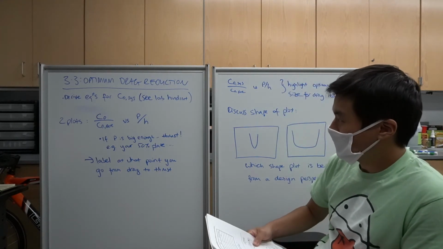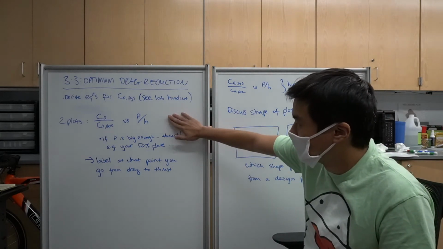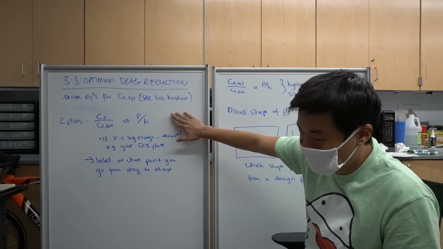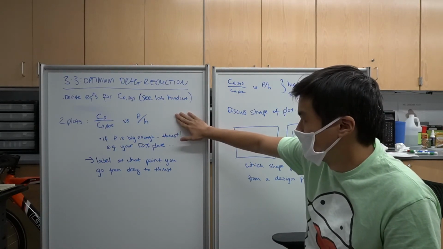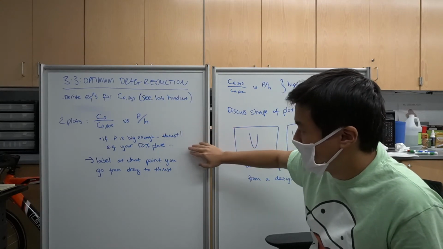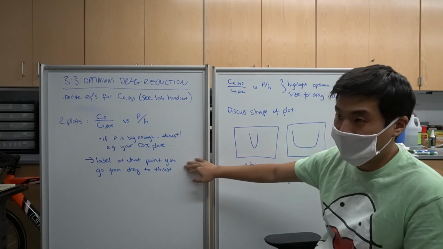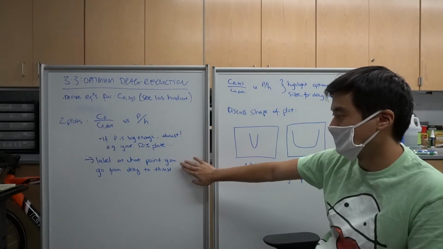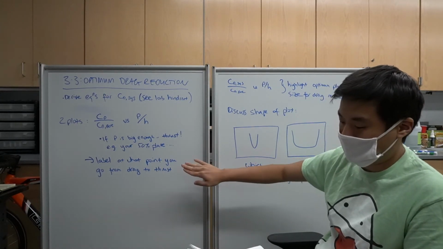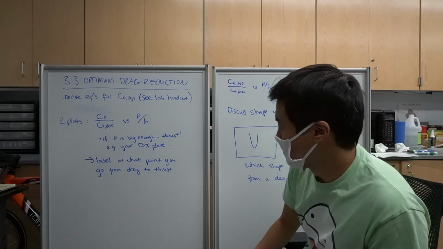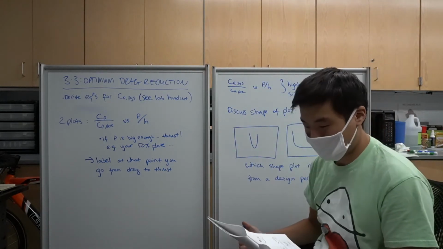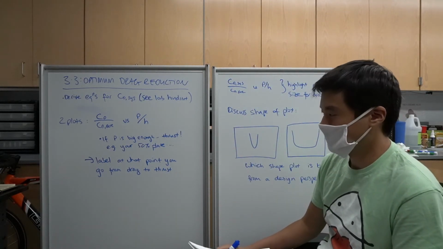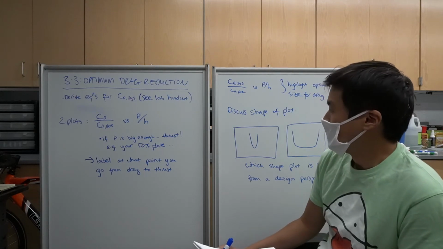And so you're going to include a plot of CD over CD var versus P over H to see how increasing P over H affects CD over CD var. And on that plot, you want to label the point at which you go from drag to thrust, because that is a very interesting point. At that point, you can actually generate thrust by basically decreasing the pressure with the cavity mode.